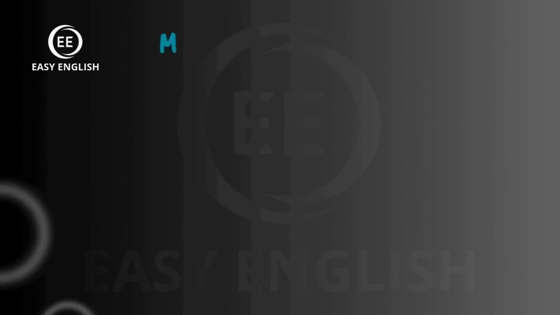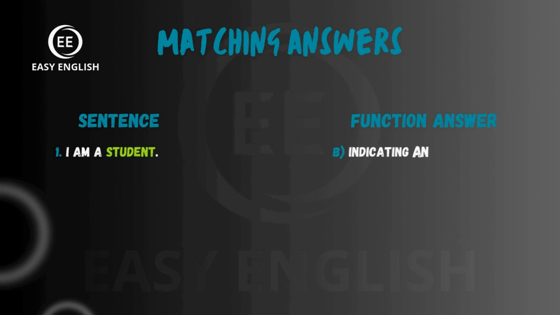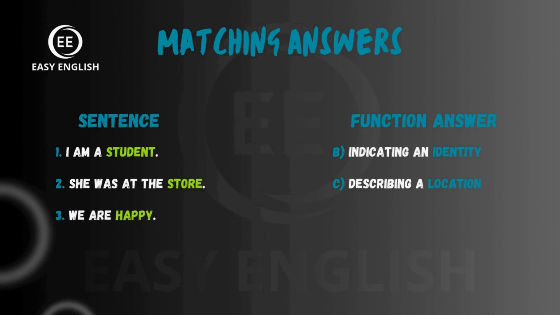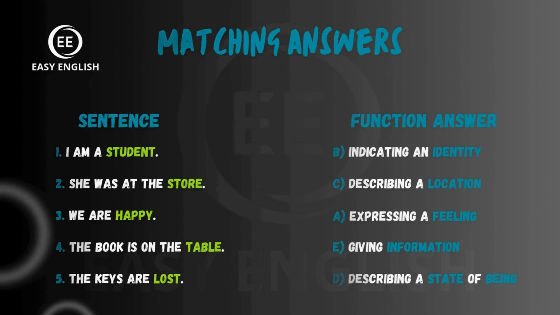Part 2. Matching answers. Sentence. Function answer. 1. I am a student. B. Indicating an identity. 2. She was at the store. C. Describing a location. 3. We are happy. A. Expressing a feeling. 4. The book is on the table. E. Giving information. 5. The keys are lost. D. Describing a state of being.